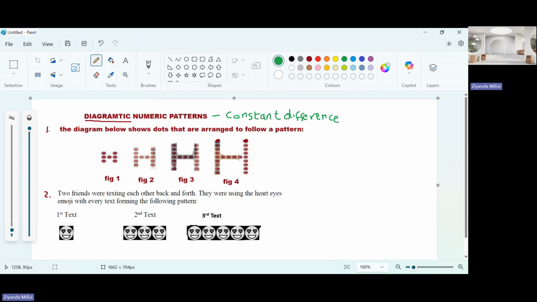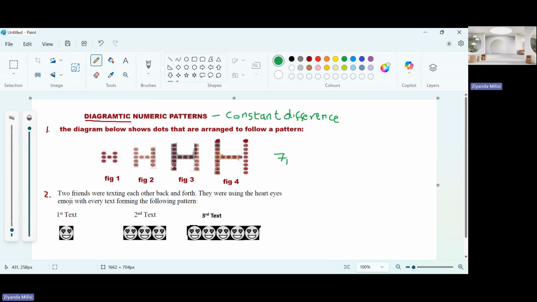Okay, let's look at number 1. The diagram below shows dots that are arranged to follow a pattern. The easiest way here, the first thing, is to write this in terms of numbers. Let's start with figure 1. How many dots do we find there? 1, 2, 3, 4, 5, 6, 7. We'll write it in the way we are familiar with.